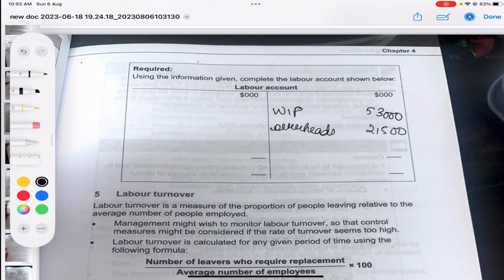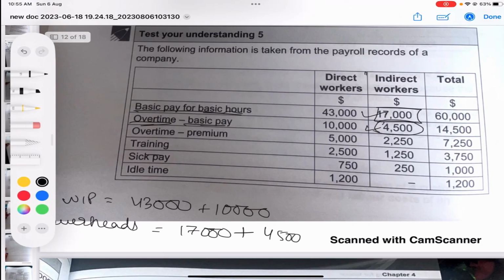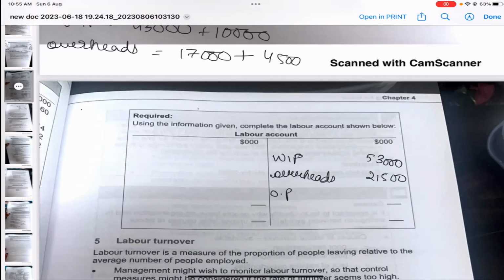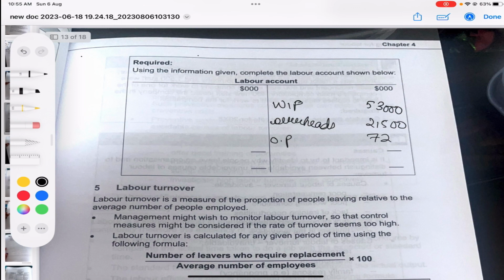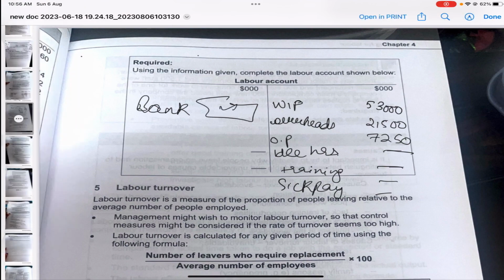Okay, next we have the overtime premium. What is the overtime premium? Overtime premium would be 5,000 plus 2250, which is 7250. We are putting it as it is, and then we have the idle hours, training, sick pay, everything. So just go above and get the total and put it over here, and here we have the balancing figure, which is the bank, and it should get balanced.